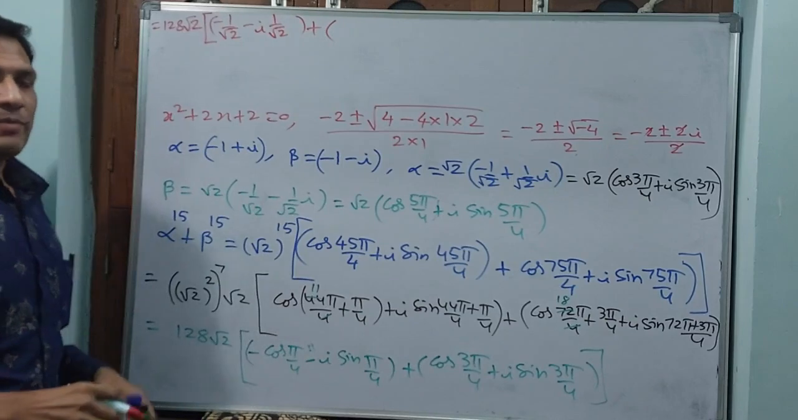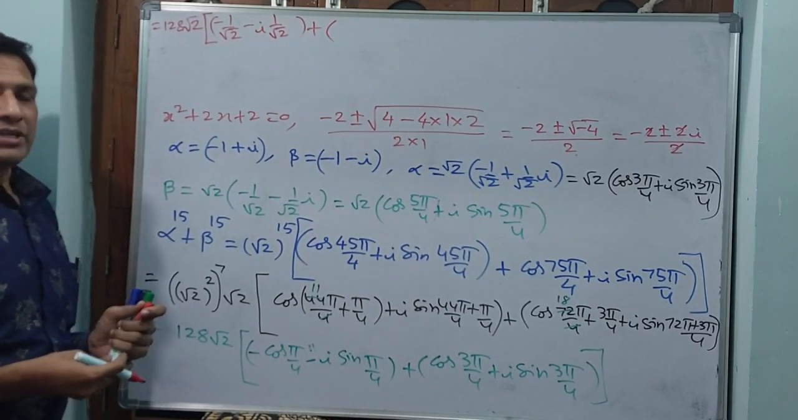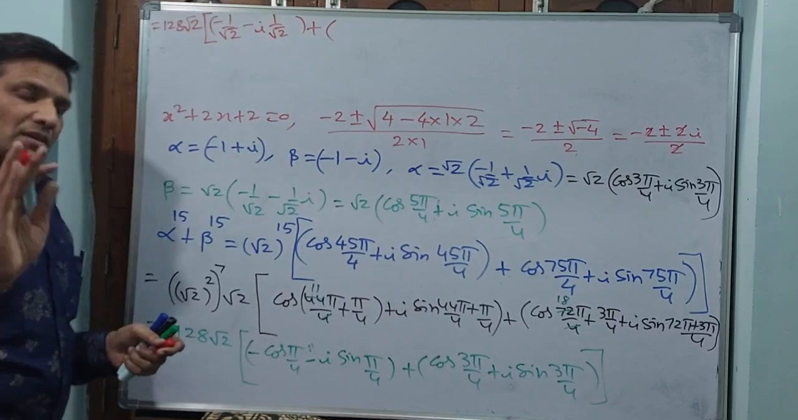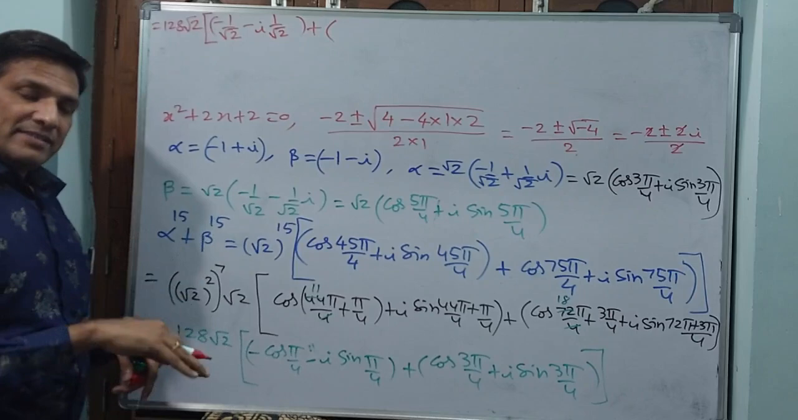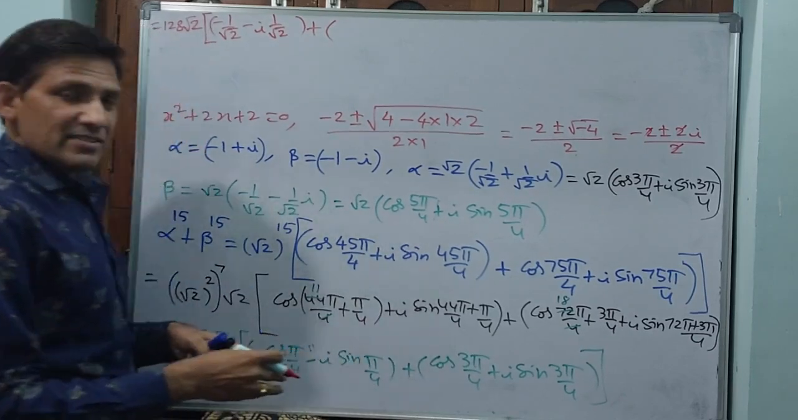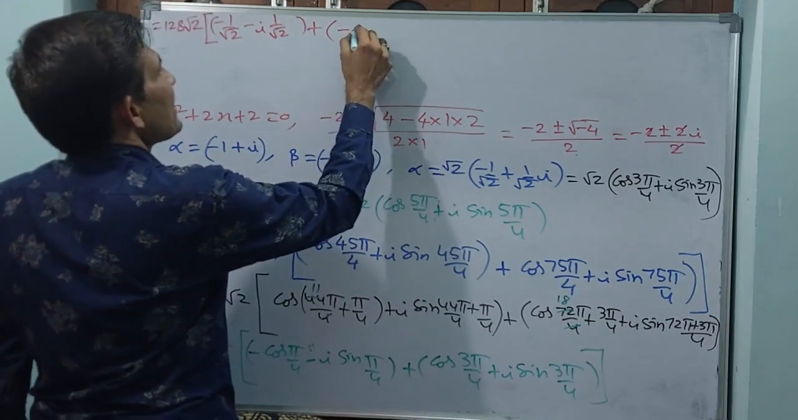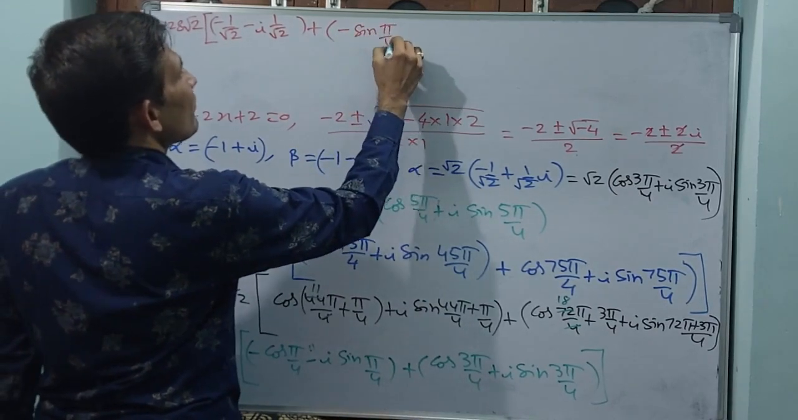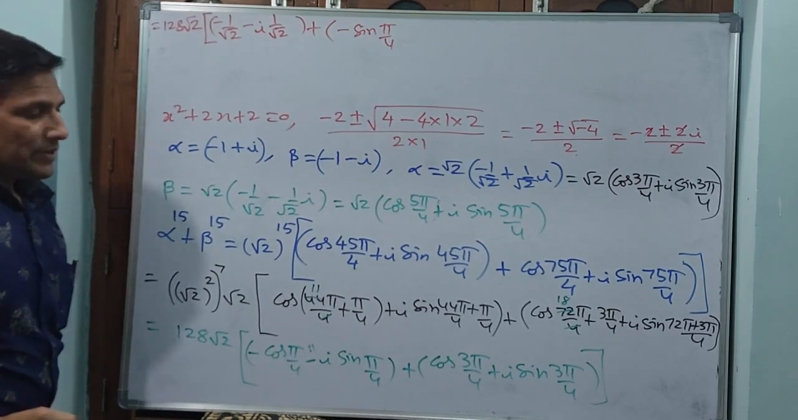Again you see, cos 3 pi by 4 means 135 degrees. 135 degrees means it is going in the 180 minus theta quadrant. Minus it is going to become sin, why? Because 90 degrees is there. Minus sin pi by 4. Minus sin pi by 4.